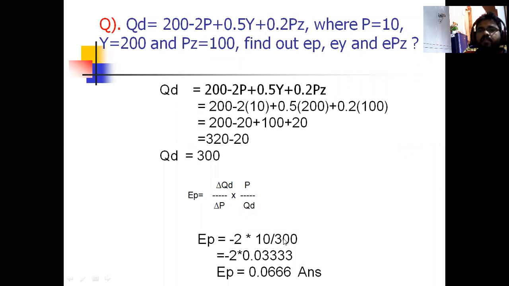Then if you divide 10 by 300, you will get 0.0333. Then if you multiply 2 into 0.0333, you will get 0.0666. That is the price elasticity, 0.066, which is less than unity. Unity is nothing but 1.